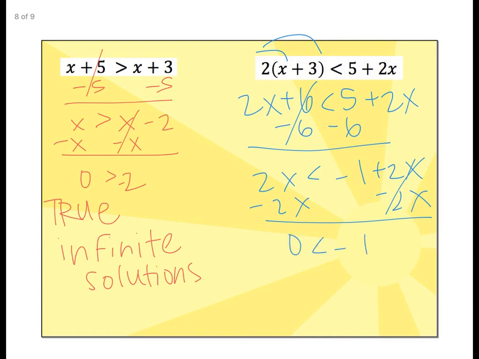I'm left with 0 is less than negative 1, so it's a special case. There's no variable left. So I ask myself, is 0 less than negative 1? That's false. So there are no solutions. I'm going to say no solve or no solutions there. So those are an example of each of our special cases.